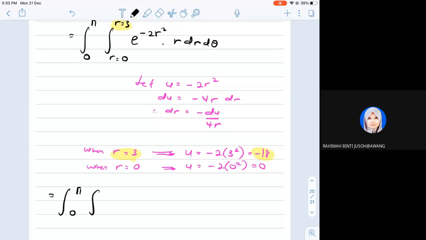So negative 18 goes on top. It takes the position of 3. And then r equals 0, of course, when r equals 0, u also 0. So we have 0 here. And then the exponent negative 2r squared is equivalent to u. So exponent u times r, dr becomes negative du over 4r. So negative du over 4r. The d theta we just copy back.